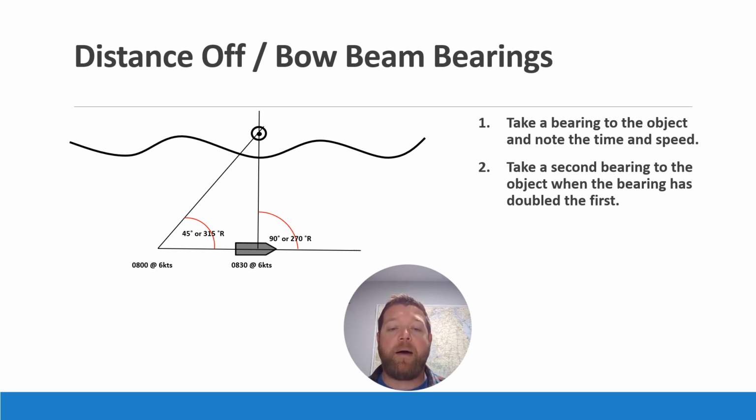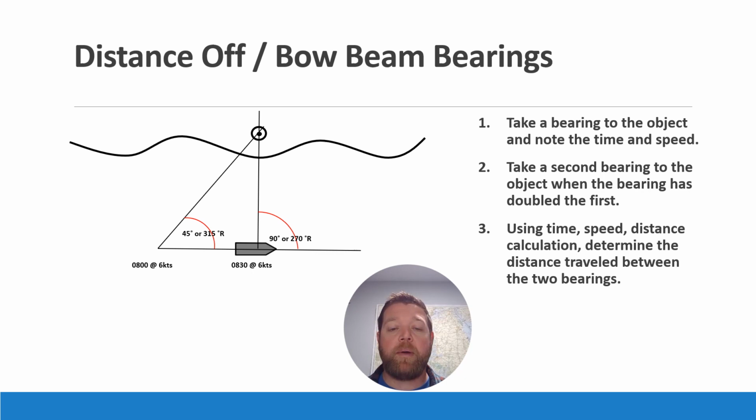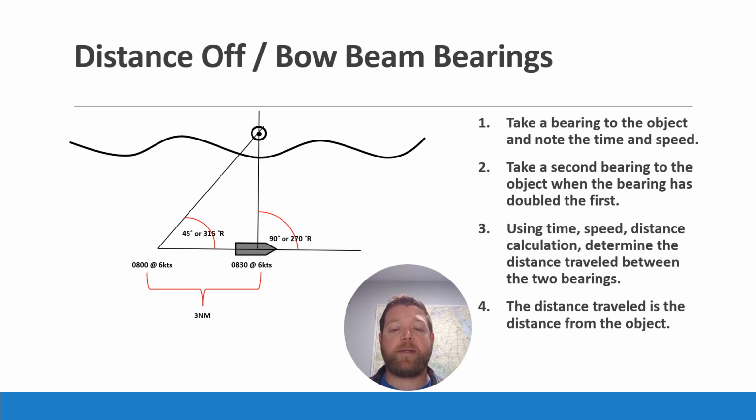All right, so how far did we travel in that time? Well, 30 minutes at 6 knots, we traveled 3 nautical miles. And because that leg of the triangle is the same distance as this leg of the triangle, that's how far off the light we are. And that's how we solve this problem for our bow beam bearings.